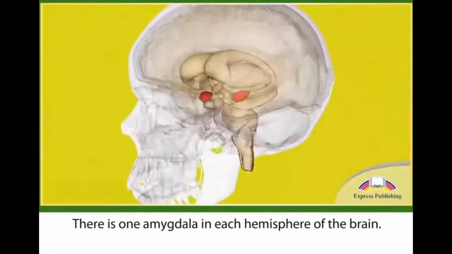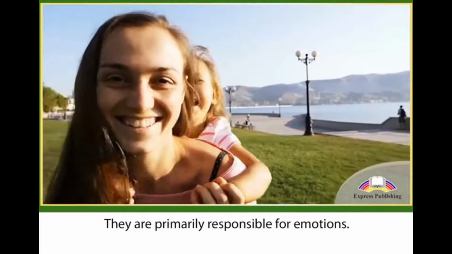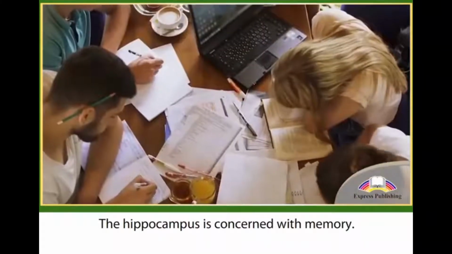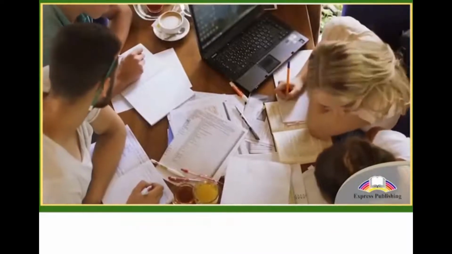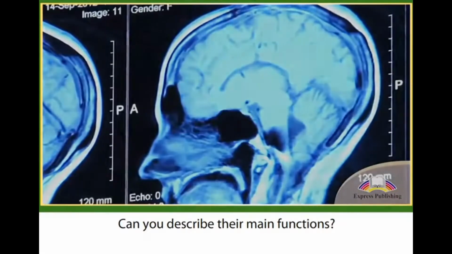There is one amygdala in each hemisphere of the brain. They are primarily responsible for emotions. The hippocampus is concerned with memory. What other structures of the brain can you name? Can you describe their main functions?